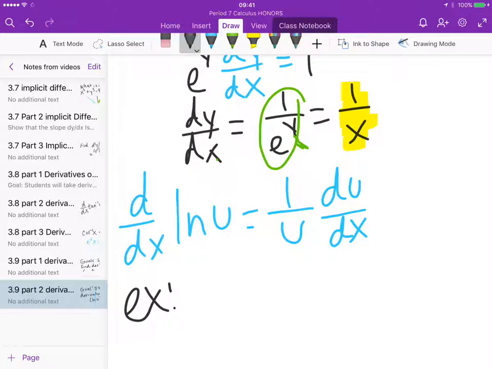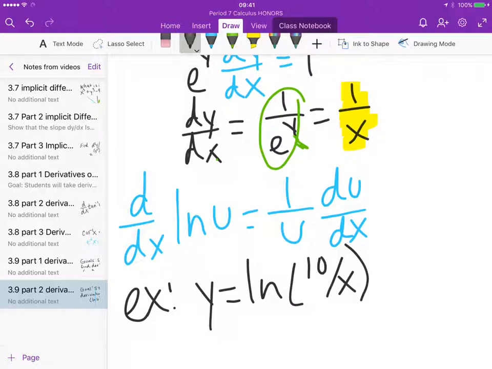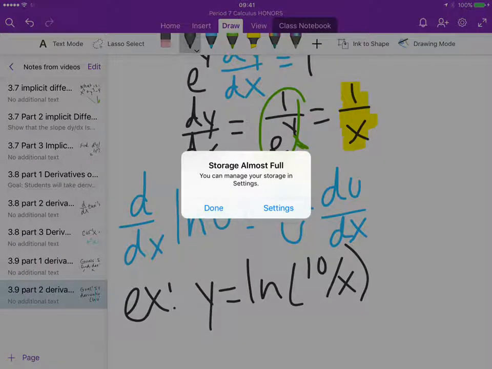There we go. The derivative, for example, of y equals the natural log of 10 over x. Okay, so this is what we're going to look into for this particular example.